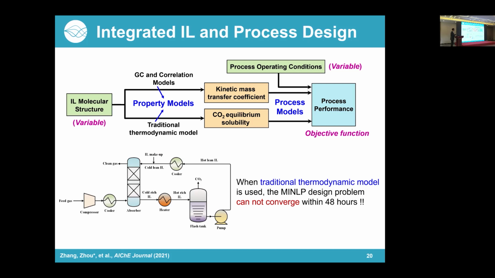Now we have this ion molecular structure, we have a property prediction model, we have a kinetic mass transfer coefficient, we have a CO2 equilibrium solubility, then we have also our operating conditions, and finally we have our process performance. I can tell you, if you use a traditional thermodynamic model, we tried before, we used PSRK, we used PR plus UNIFAC, you cannot get it to converge within 48 hours, because here we have a high pressure in the vapor phase, so you always have to use the EOS, equation of state. It may be very hard to converge.